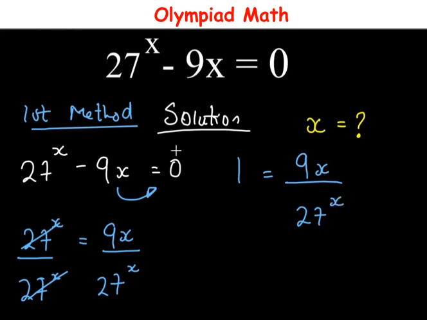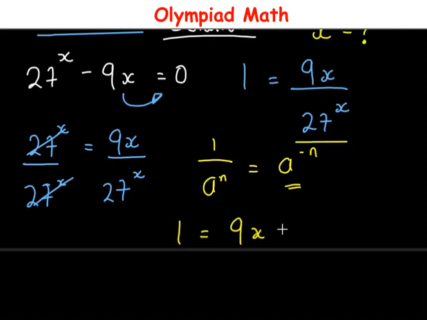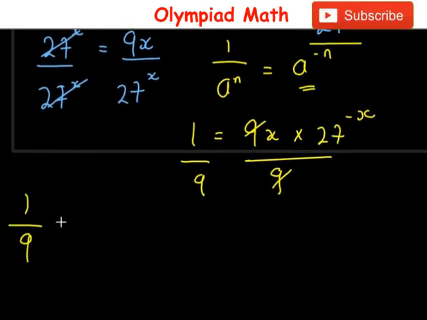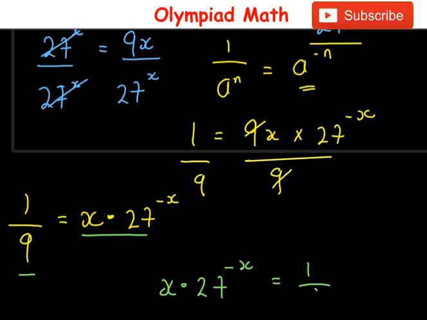At this junction, making use of this rule of indices, that if you have 1 over a raised to power n, this equals a raised to power minus n. Applying it right here, 1 is equal to 9x times 27 raised to power minus x. Then divide this equation by 9. What we have is 1 over 9 equals x times 27 raised to power minus x. Now we move this to the left-hand side and move 1 over 9 to the right-hand side. This then becomes x times 27 raised to power minus x equals 1 over 9.